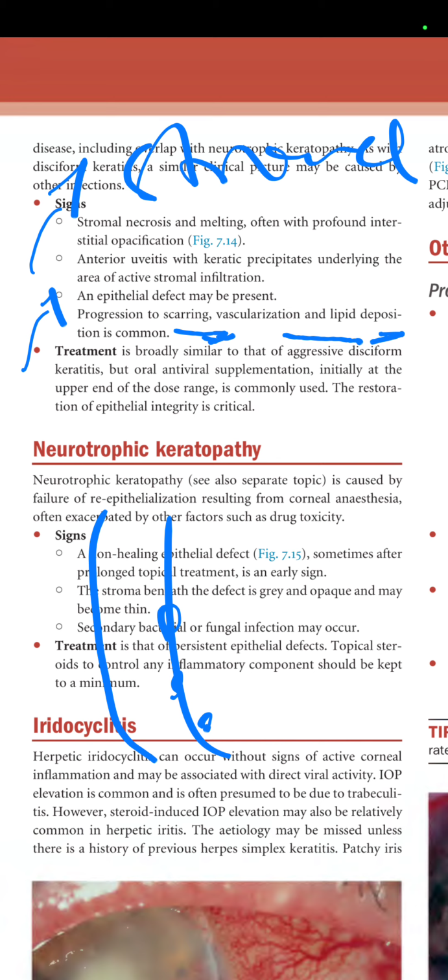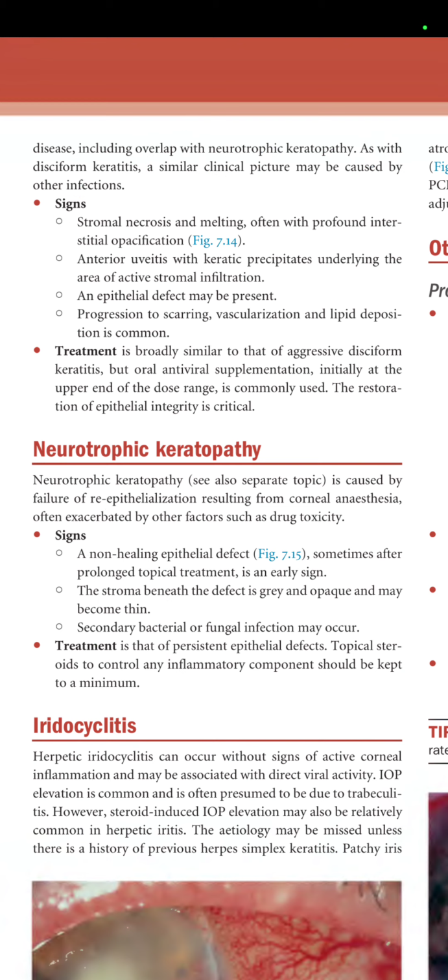The restoration of the epithelial integrity is critical. So the treatment is same as that of disciform, but we tend to use oral antivirals in this case as well. So what is next is neurotrophic keratopathy. So what is neurotrophic keratopathy?